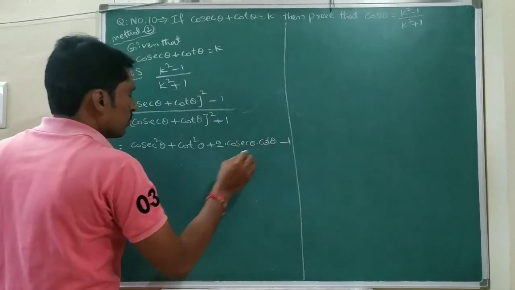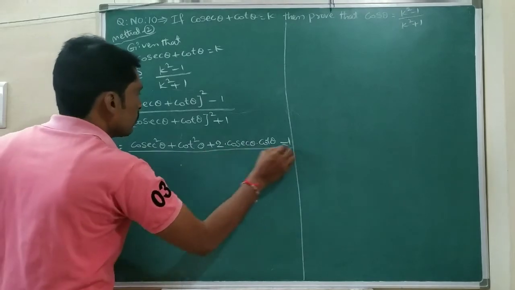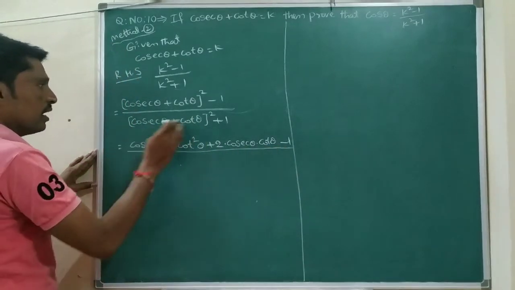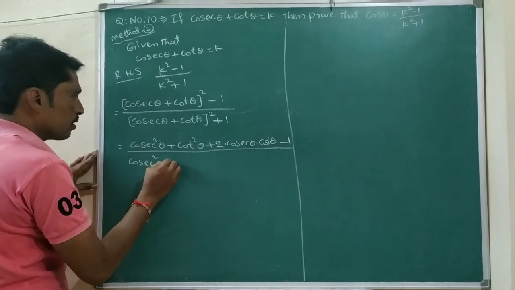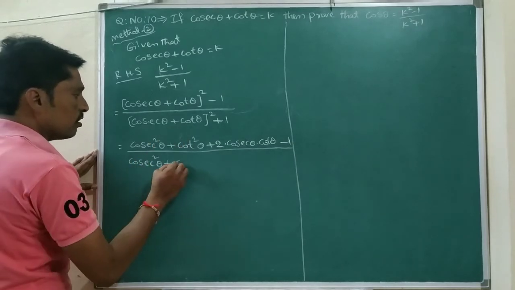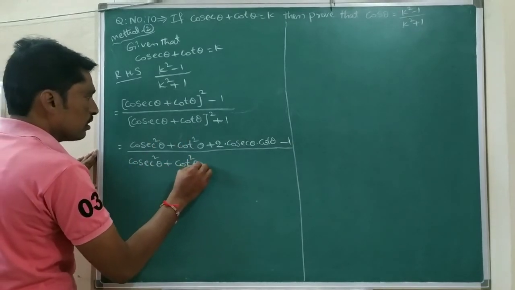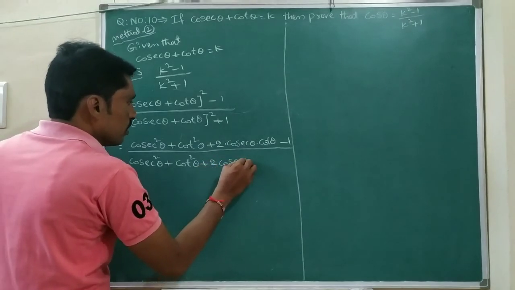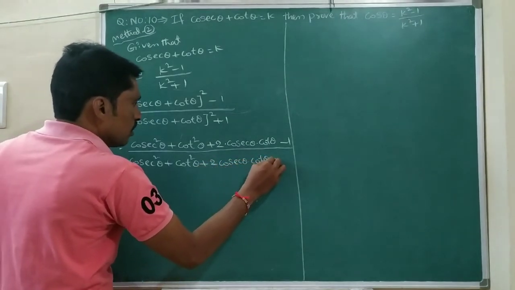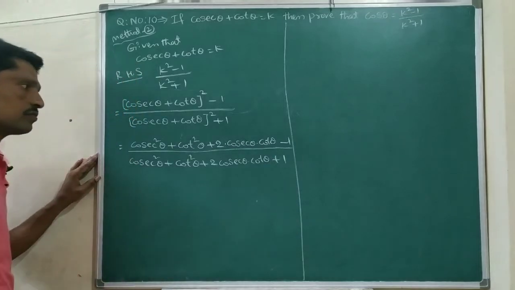This minus 1 as it is whole by. So here also I am expanding (a plus b) whole square only. So cosec square theta plus cot square theta (this is b square) plus 2 cosec theta into cot theta, plus 1 as it is.